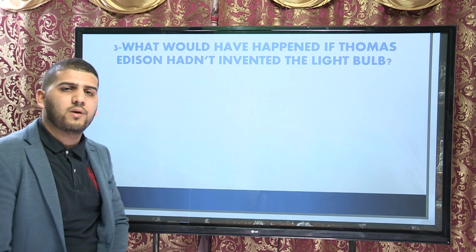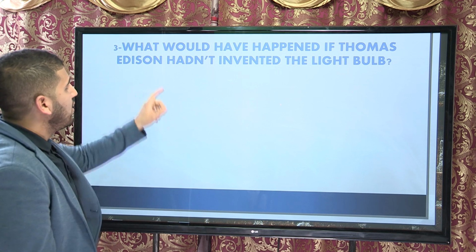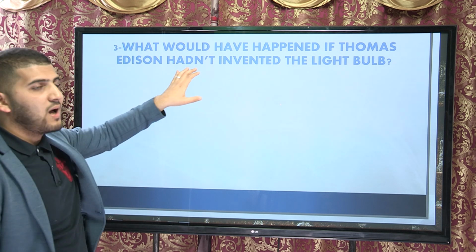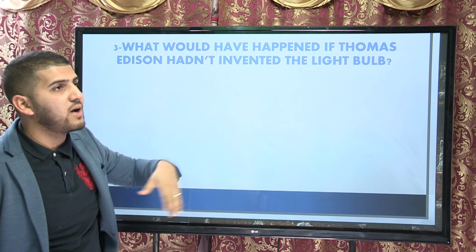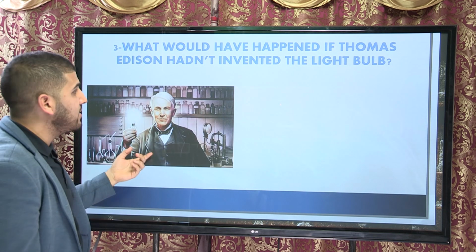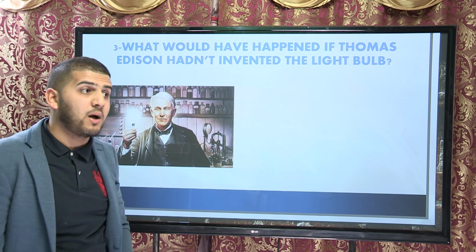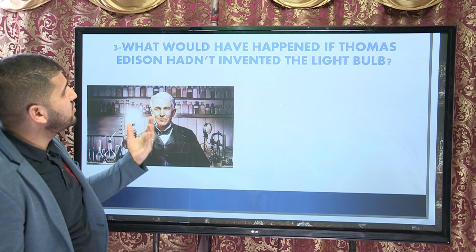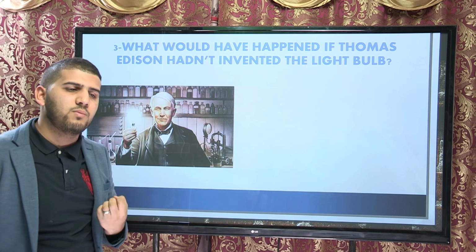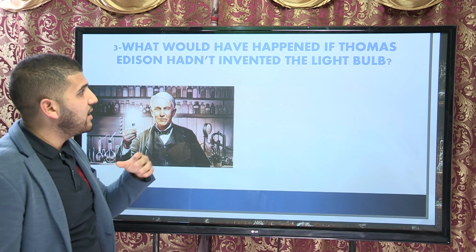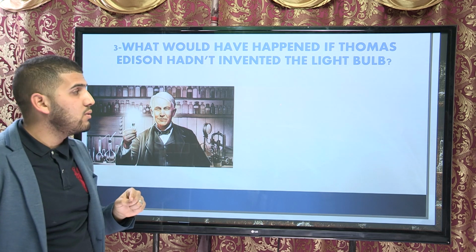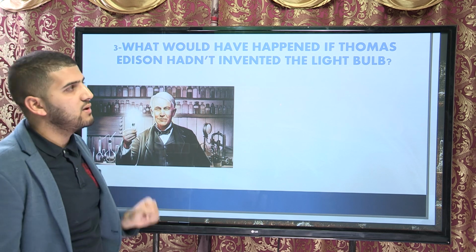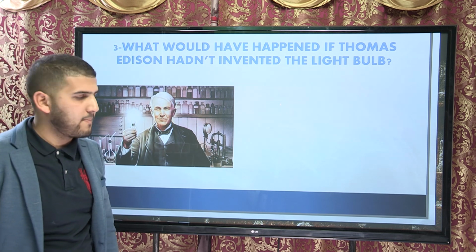Okay, we move on to the third example. What would have happened if Thomas Edison hadn't invented the light bulb? You know, Thomas Edison invented the light bulb in the past. Now we are trying to imagine a different reality in the past. We are trying to imagine what would have happened if Thomas Edison hadn't invented the light bulb.